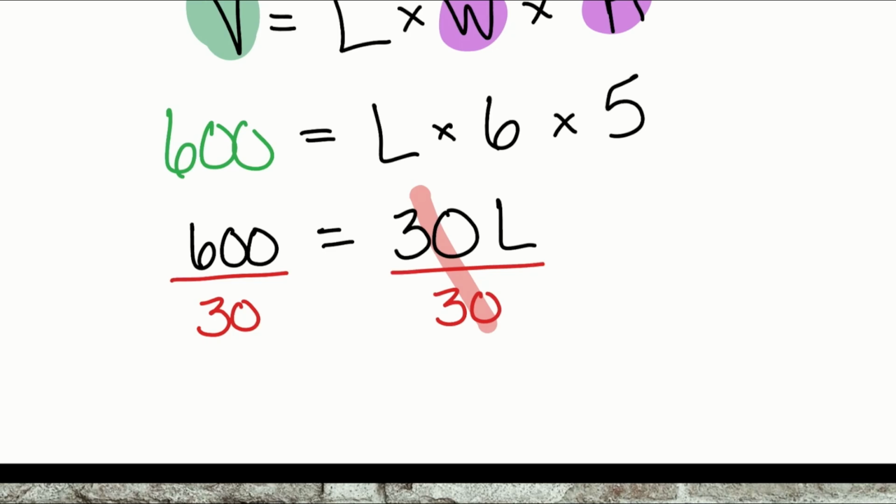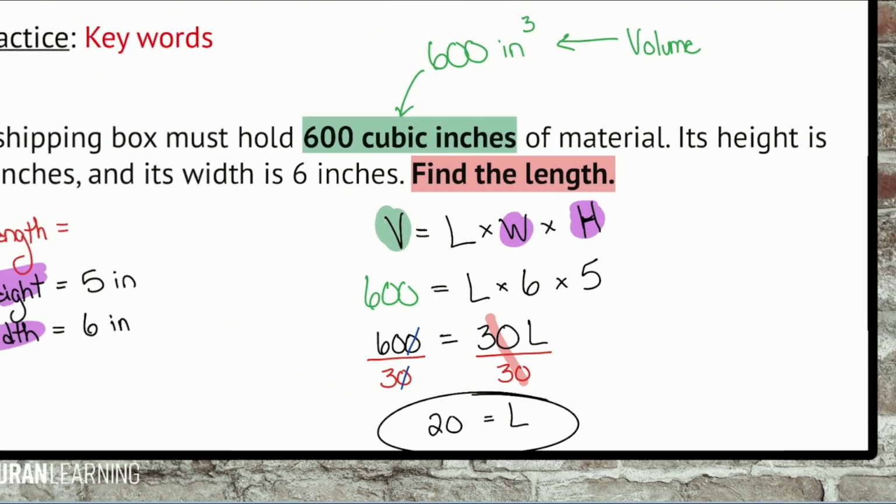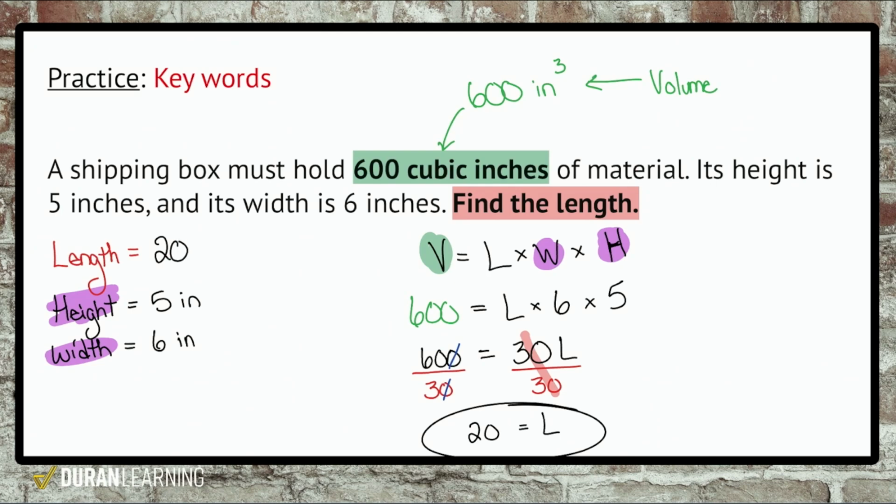And then we have 600 divided by 30. One thing we can do is we can cancel out that 0 at the end of each because that's the same thing as dividing by 10. So essentially, what we're really doing is 60 divided by 3. Everybody, what's 60 divided by 3 going to be? Yeah, that's going to be 20. L equals 20. And there we are. Our length is going to be 20 inches. So that is the length of the box. And there we are. We're all good.